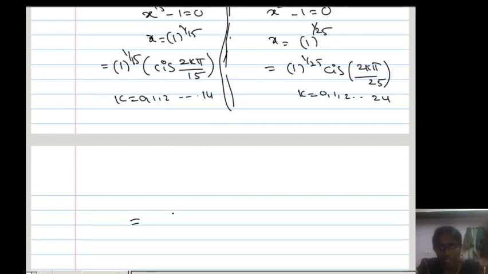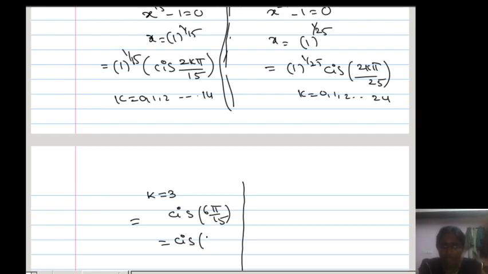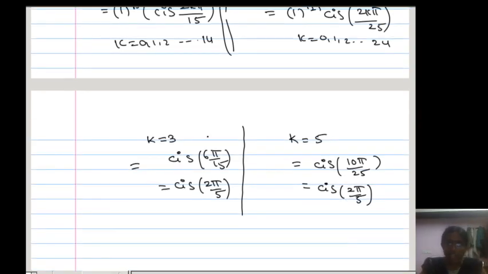For example, suppose k is equal to 3 in the first case. Then cis(2·3π/15) = cis(6π/15), which I can write as cis(2π/5). Now if I take k equal to 5 in the second case, x = cis(2·5π/25) = cis(10π/25), which can be written as cis(2π/5).